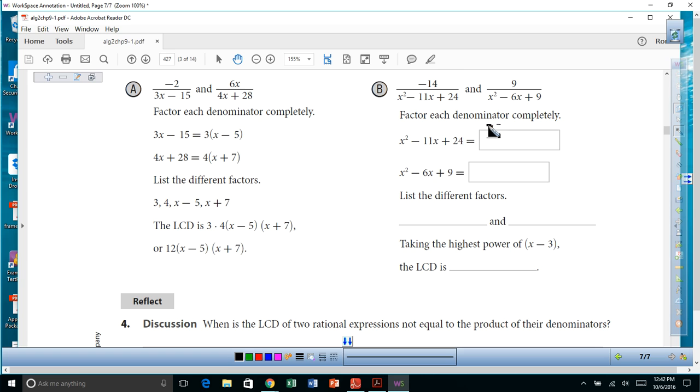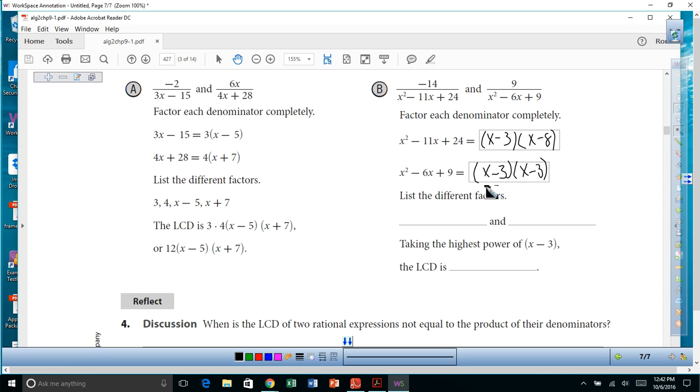So x squared minus 11x plus 24, factors of 24. So that's going to be x minus 3, and then x minus 8. Negative 3 times negative 8 is positive 24, negative 3 minus 8 is negative 11. Looks good. What about here? We're going to have x minus 3 times x minus 3. Okay.